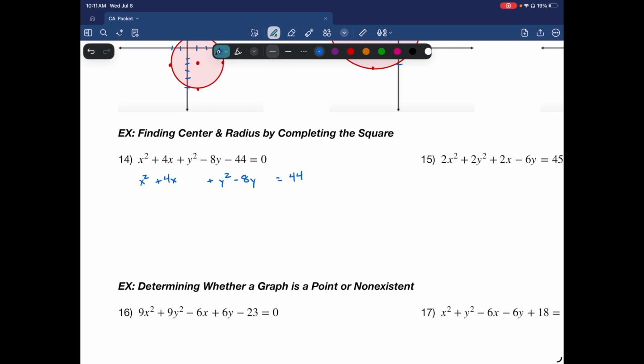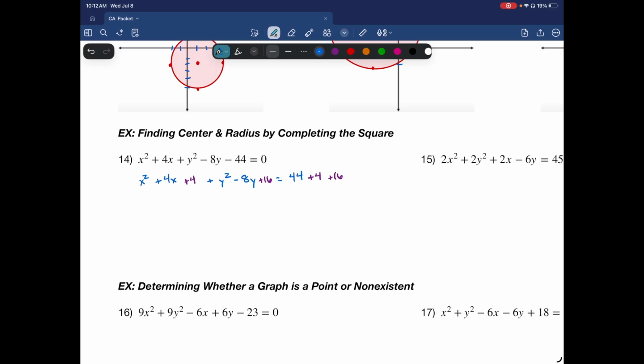All right, remember, we're going to take half of b and square it. So half of 4 is 2. 2 squared is 4, so I got plus 4. What did we do to the one side, do to the other? Divide 8 by 2. That's going to be 4. 4 squared is 16, so you got plus 16.